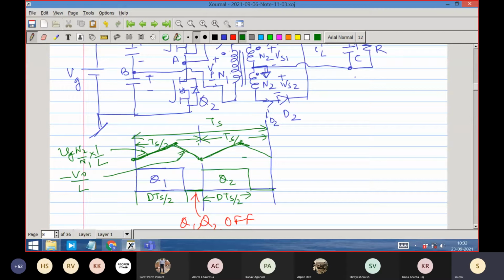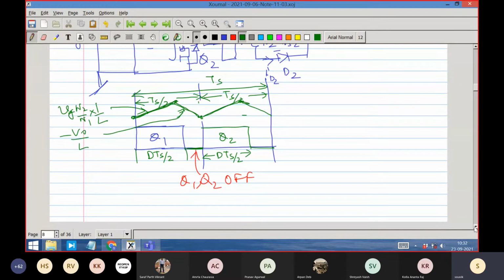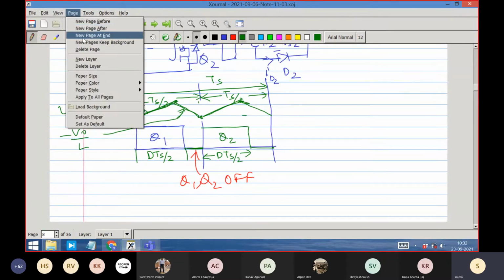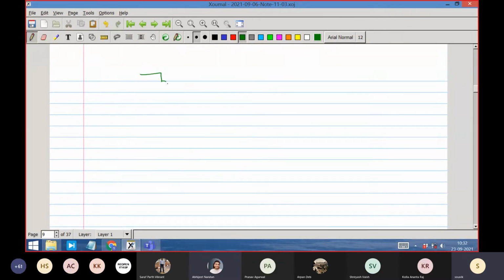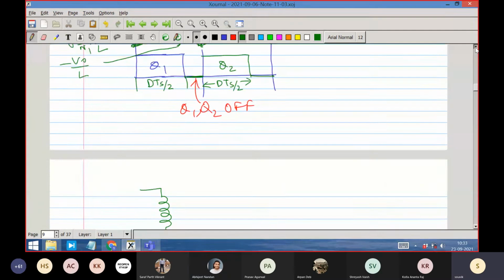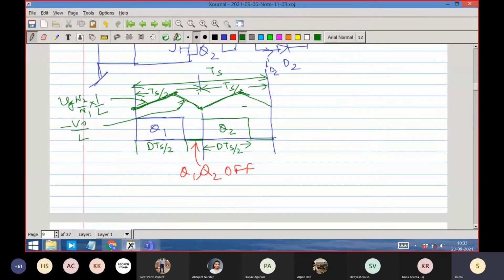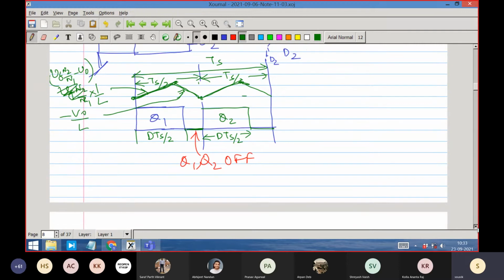So now we are coming to the second thing. Which one is the second equivalent circuit? Yes, you tell me. The slope should it not be Vg/2 into N2/N1 minus V0/L? Oh yeah, I am sorry. I am doing it too quickly. Yes, thank you. Extremely sorry, I made it wrong.